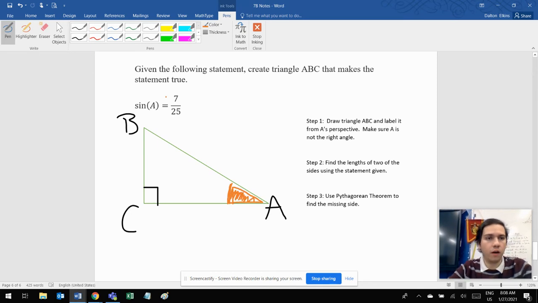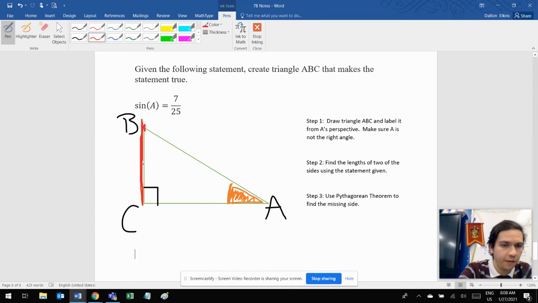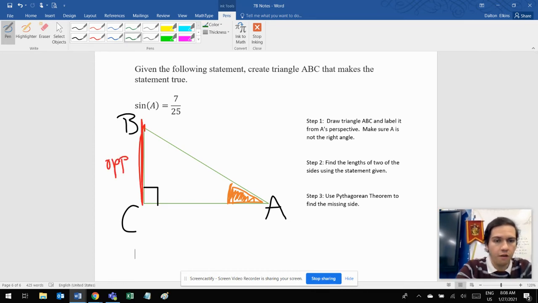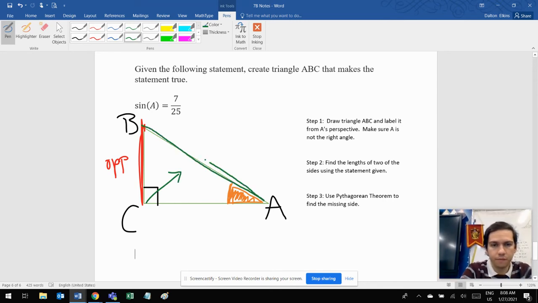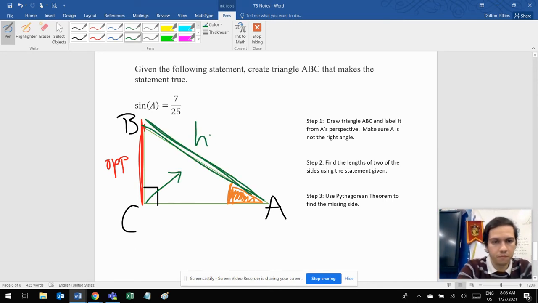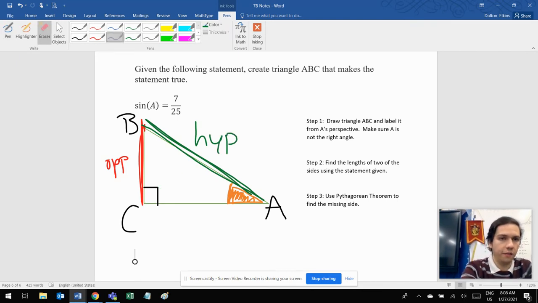And I want to label all of the sides from its perspective. So this side would be the opposite side. And remember, across from the right angle is the hypotenuse. And then that leaves us with this side down here, which is the adjacent side.